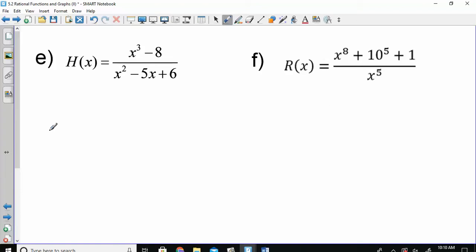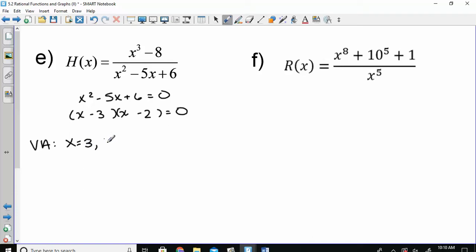How do we find the vertical asymptote? Denominator equal to 0. So we could do a shortcut. What multiplies to positive 6 and adds to negative 5? So what are my vertical asymptotes? X equals positive 3 and positive 2.